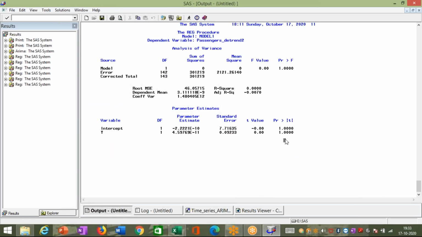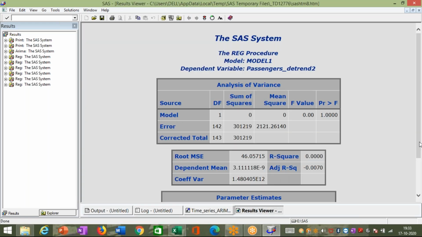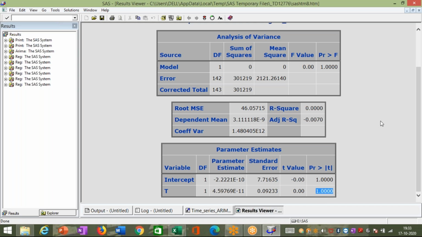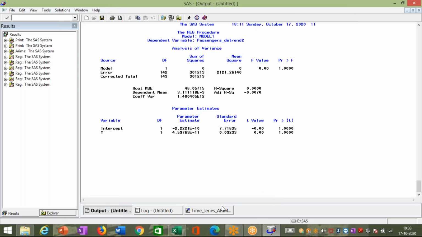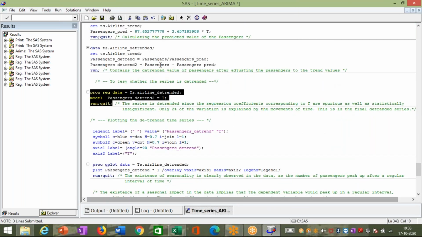So over here again, if you see the p-value for this series, I used the difference series. That too is detrended. You can see that the adjusted R square is negative, right? So the R square is 0, so no variation is explained whatsoever. So this series now is absolutely independent of time, right?